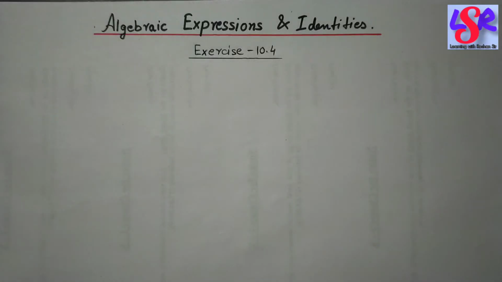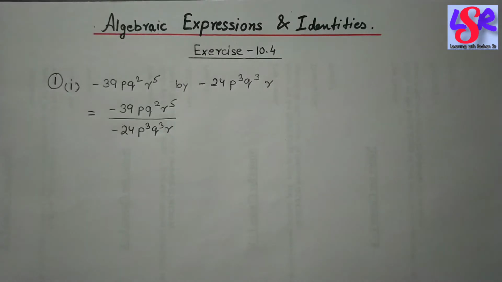Here we start with exercise 10.4 of the chapter Algebraic Expression and Identities. Now let's see question number 1. In this question we have to divide a monomial by a monomial. We can write both of them as this one. Then we are going to solve it.